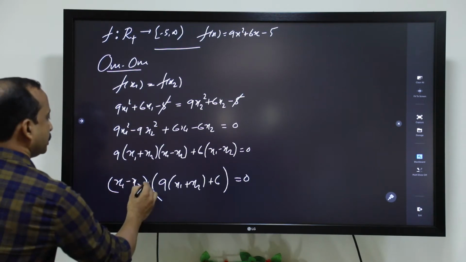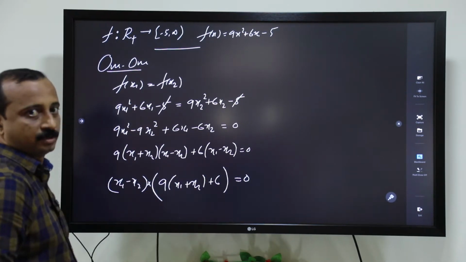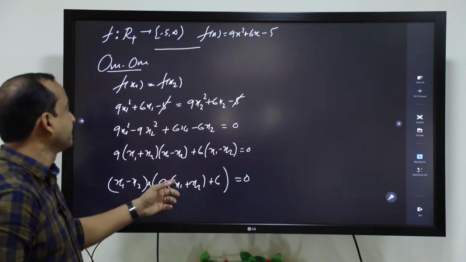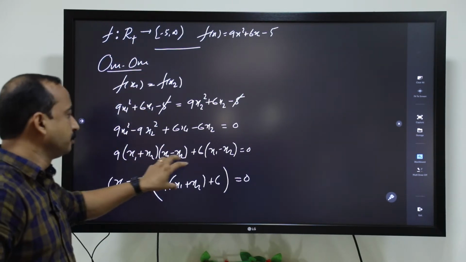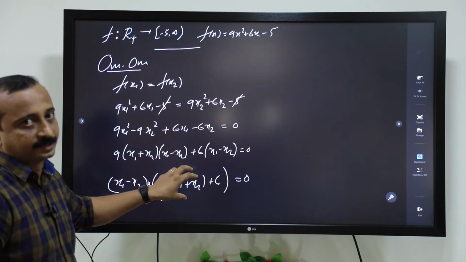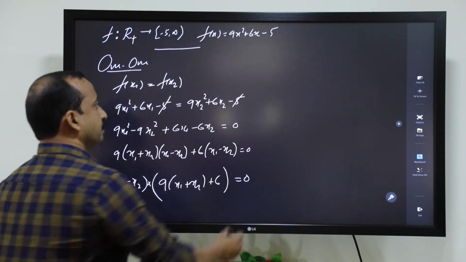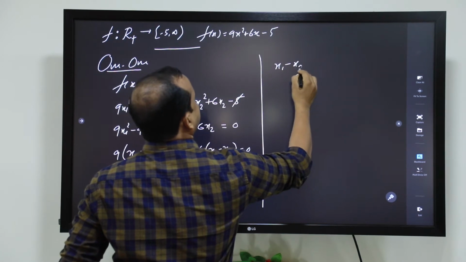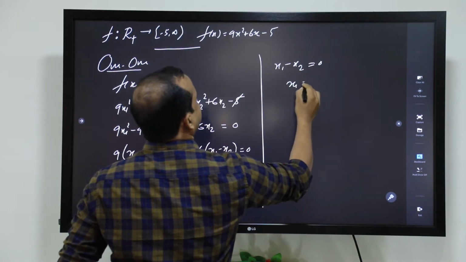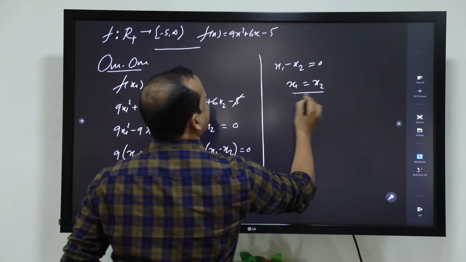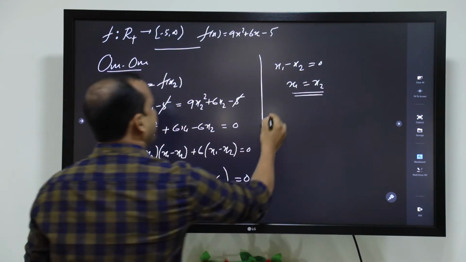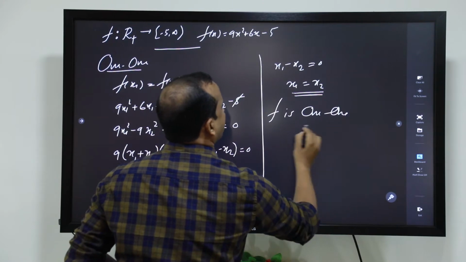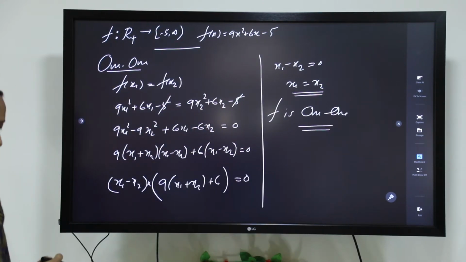Here you know the product of two terms is 0. Either the first factor is equal to 0 or the second factor is equal to 0. We already know x1 and x2 are two positive real numbers. That means their sum is not equal to 0 because it's a positive term. And therefore we equate the first factor, that is x1 minus x2, to 0. From this we get x1 is equal to x2. That means our function is one-one.